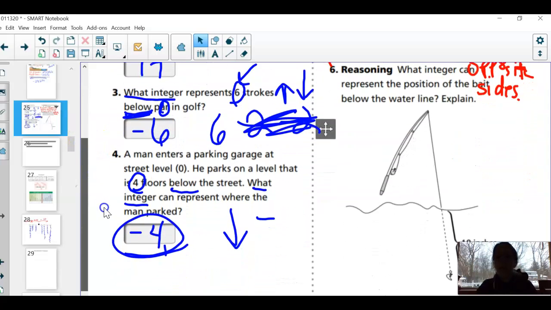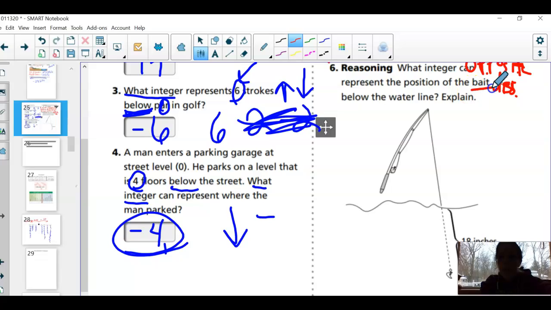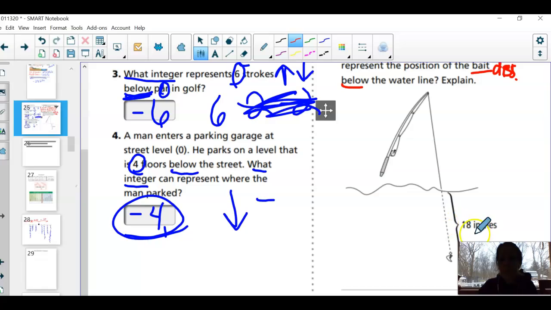Go ahead and try this last one, okay? Put your answer in the box, and then go ahead and check your work. What integer can represent the position of the bait below? So bait, y en español, el cebo, okay? So bait, below the level of the water. Then tell how you got that, okay? So try your answer now.